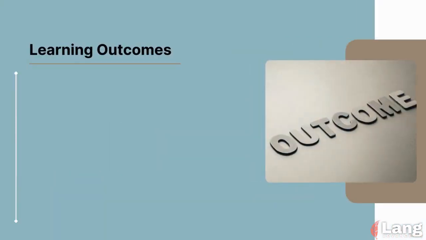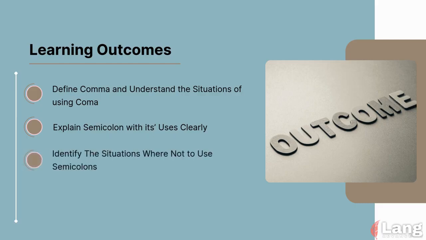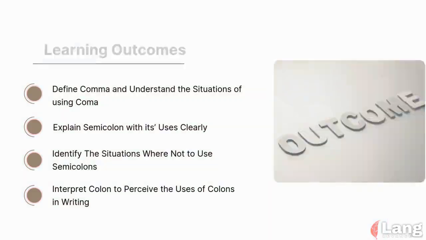Outcomes from this module. Define comma and understand the situation of using comma. Explain semicolon with its uses clearly. Identify the situations where not to use semicolons. Interpret colon to perceive the uses of colons in writing.